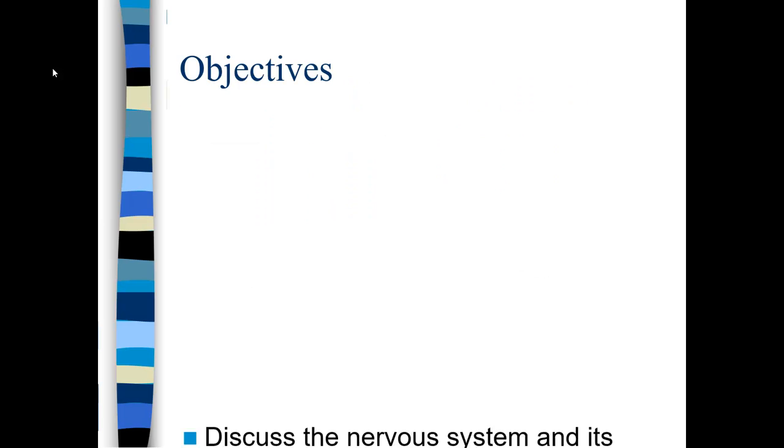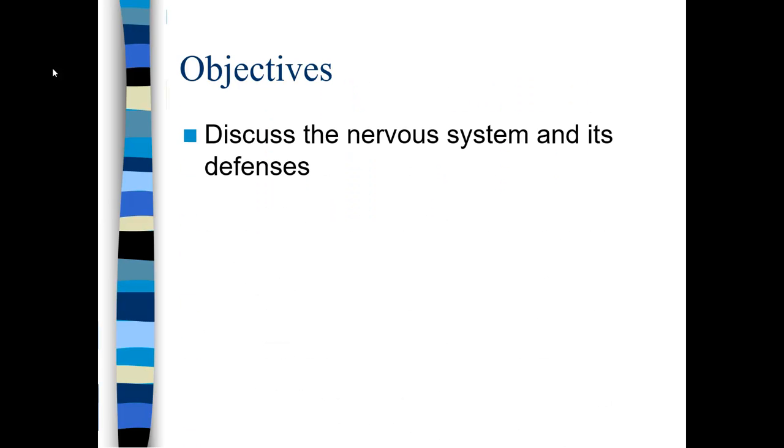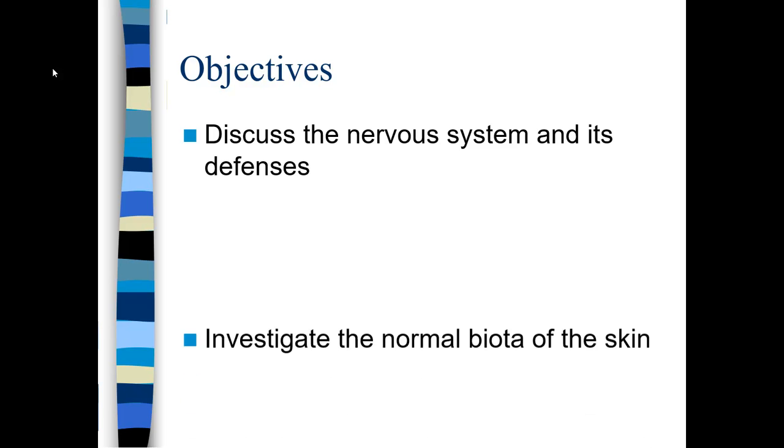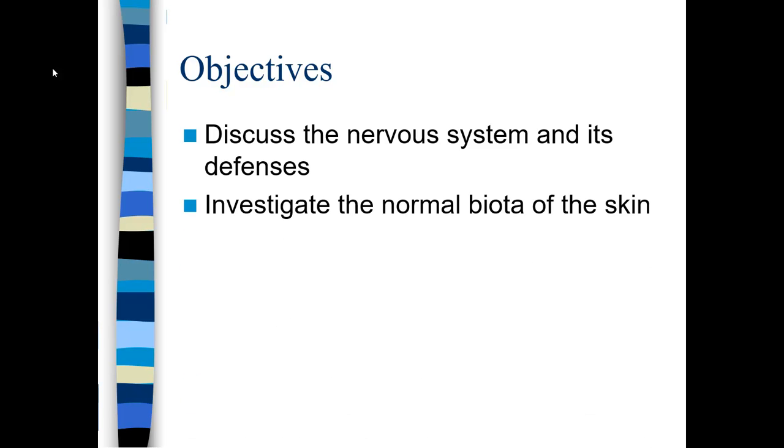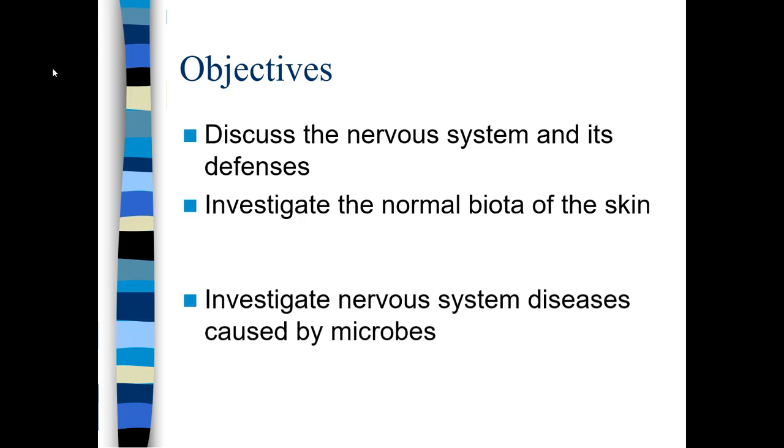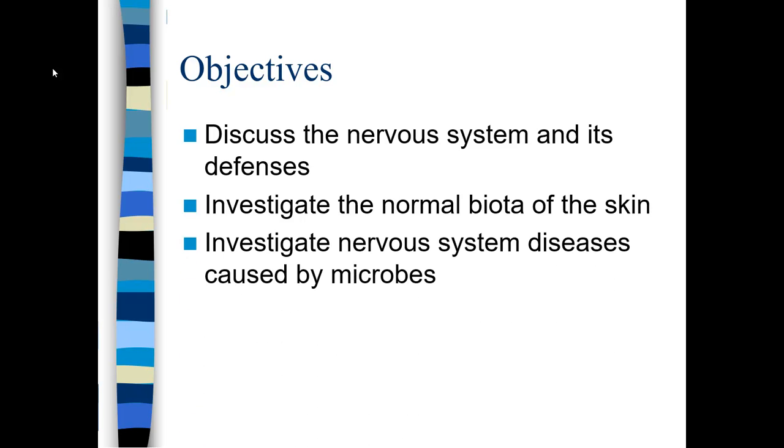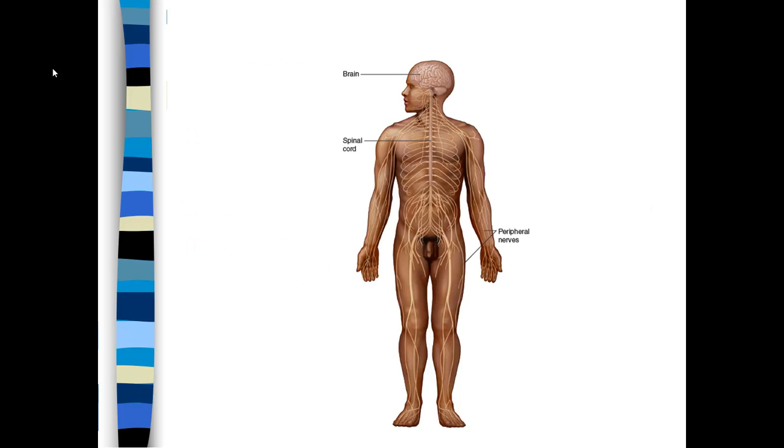Okay, so looking at the nervous system, we're first going to discuss the nervous system and its different defenses. Then we'll talk about normal biota of the nervous system. And then we'll talk about nervous system diseases that are caused by microbes. These can be quite serious, and so we want to pay very close attention to them.